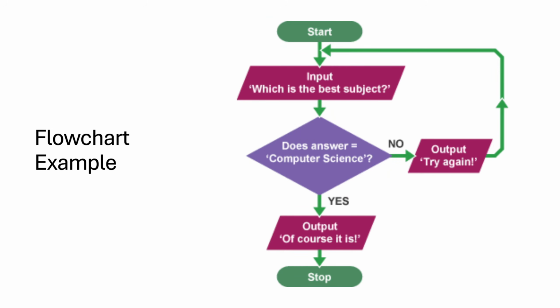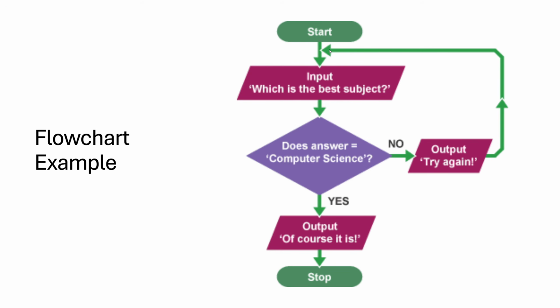So it says start, input, which is the best subject. So this is where the program starts at the very top, and the flow is going to go down to the first one. It says input, so it's going to ask the user to input something or ask the user to type in something, which is the best subject. It's going to say, does the answer equal computer science? So the user has entered the thing, they press enter on the keyboard, for example. The computer is going to check, is the answer actually equal to computer science? If it's a no, what's going to happen is it's going to go to the right here, and it's going to say output, try again, and go all the way back to the top.